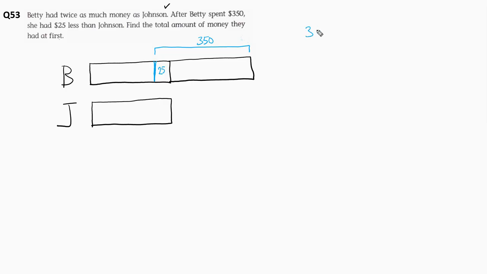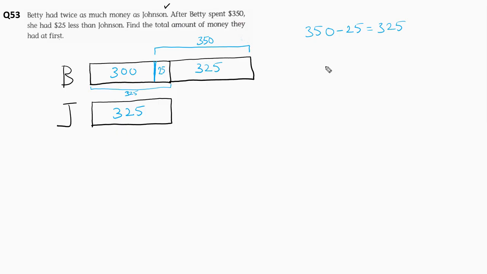So I do 350 take away 25, and I get 325. So that is the value of this. And if it's the value of that, it's also the value of this one here. And this whole thing is also 325, but I have a 25 chunk taken out of that, don't I? So 325 take away 25 is going to be 300 here.